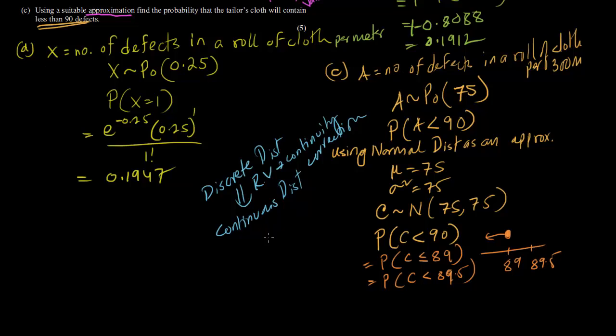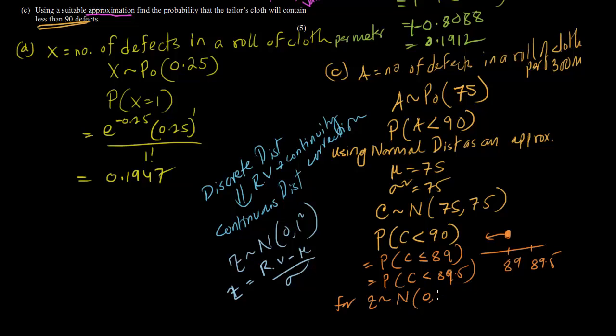What that means is that when we have a distribution like normal distribution, we have to convert this into a unit free distribution which has a mean of 0 and standard deviation of 1. And for that we have to use the concept of z-score. Z-score equals to random variable subtract mean divided by standard deviation. So that is the rule for finding out the z-score. So for z is normal distribution with mean 0 and variance 1 square, it would be probability of z is less than 89.5 minus mean is 75 divided by square root of 75.